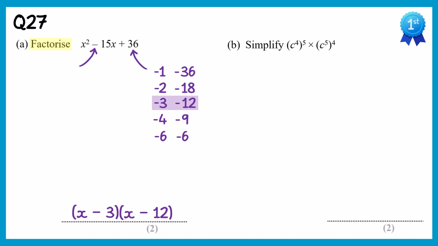In the final part of this question, we need to simplify this. Here we're testing the bracket to a power law. When you have brackets like this, you can just multiply the powers. So if we multiply 4 and 5, we get 20. So the first part here is c to the power 20. In the second part, we need to multiply 5 and 4, which is also 20. So it's c to the power 20. Now we're multiplying these together, and when you multiply like this with indices, you add the powers. So we can do 20 add 20, which is 40. So it's c to the power 40, and that's the answer to the question.